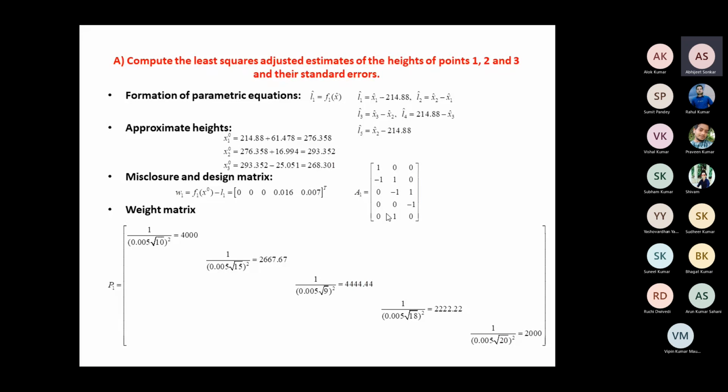Sir, how will we do this in MATLAB? In MATLAB, you have to make the equations by yourself.